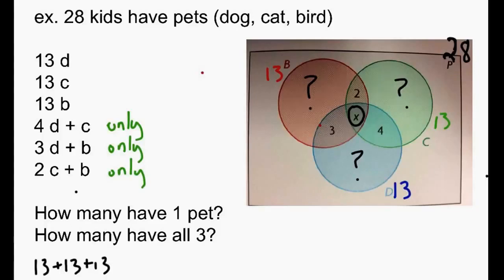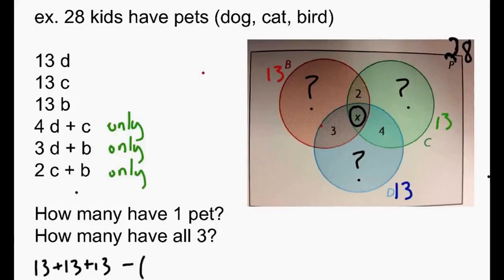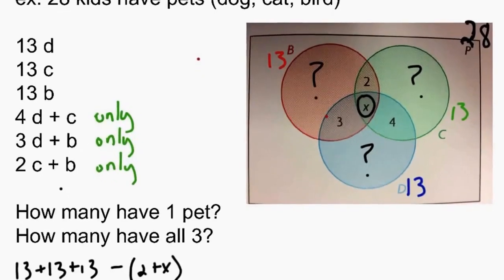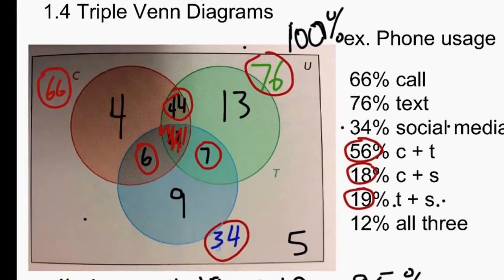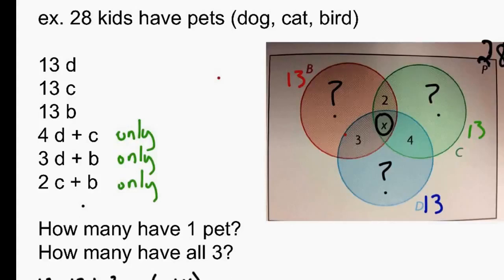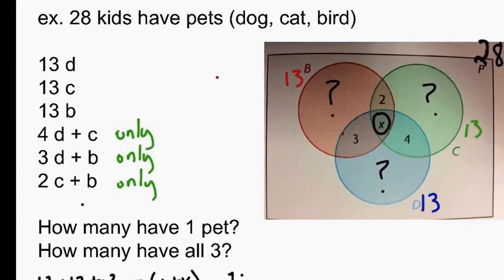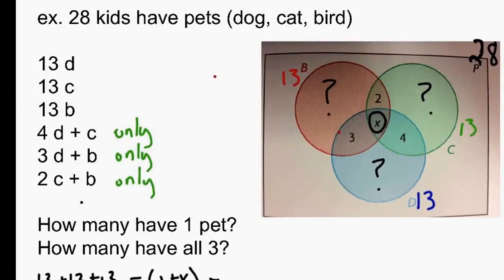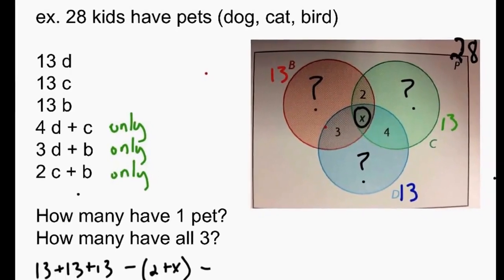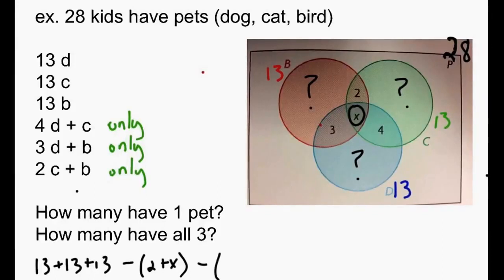So that's good. Now we have to subtract all of the overlaps. So we have to subtract not just the 2, but the 2 plus the x. We don't know what x is, so we'll just leave it in algebra as 2 plus x. Then we also have to subtract the 3 plus x, and then the 4 plus x. We have to subtract all of those overlaps. And then all we've got to do is add on the triple overlap. So minus 4 plus x.